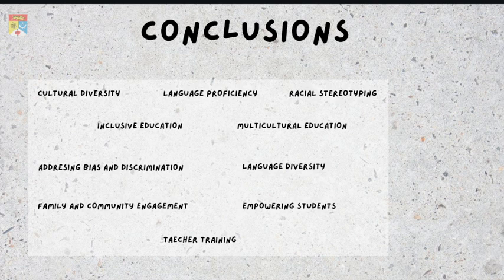The next one is empowering students. Providing students with opportunities to share their cultural experiences and traditions fosters a sense of belonging and pride. Encouraging open dialogue and mutual respect allows students to learn from one another and challenge stereotypes. And the last one is teacher training. Educators should receive training in cultural competence and diversity to better understand the needs and experiences of students from different racial backgrounds, enabling them to create inclusive and supportive learning environments.